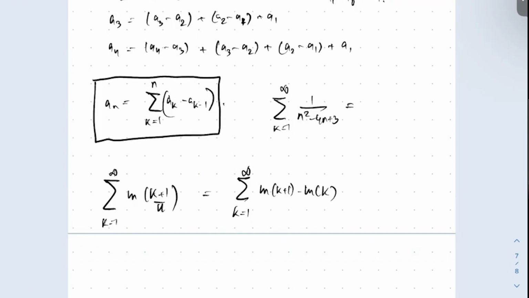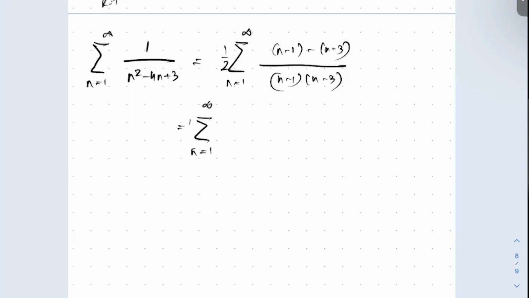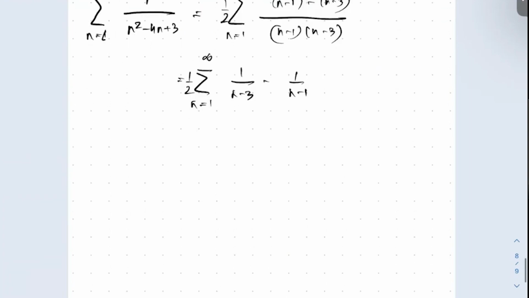Another interesting example is the summation from 1 to infinity of 1 by n square minus 4n plus 3. You can observe this is nothing but 1 by (n minus 3) times (n minus 1). So it's half times, okay, let me do it here. It's 2, so it's (n minus 1) minus (n minus 3) by (n minus 1) times (n minus 3), and it should be half, because this is 2. So this is nothing but the summation of half times 1 by (n minus 3) minus 1 by (n minus 1), n from 4 to infinity.